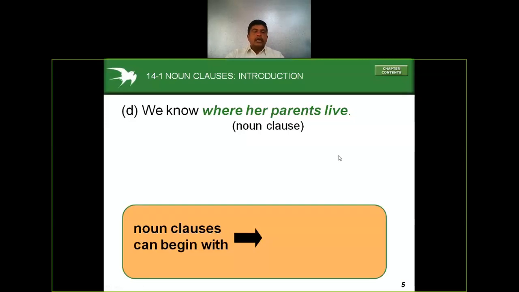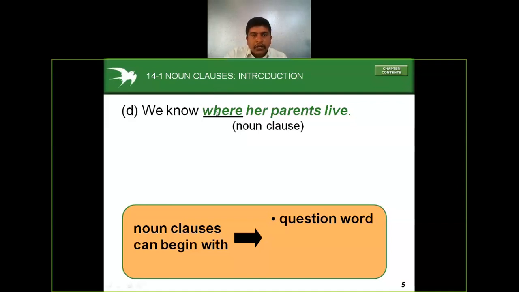is known as a noun clause, which can also begin with what? A question word. Did you understand, children? Okay. Yes, noun clauses can also begin with a questioning word. Which is the questioning word here? Come on, just this is the questioning word.